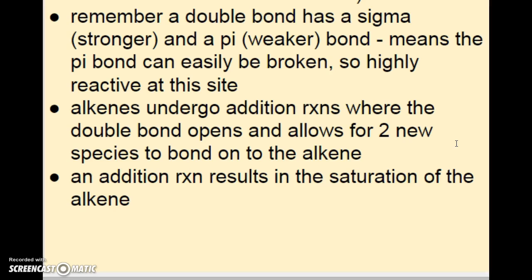So alkenes undergo addition reactions in place of substitution, because the double bond opens up and allows for two new atoms or two new species to bond onto the alkene. So think of that double bond breaking. Now each carbon has another bonding site available, and each carbon can pick up a new species. So an addition reaction results in the saturation of an alkene, and there's really four very common ones. There could be the addition of hydrogen, there could be the addition of a halogen, there could be the addition of a hydrogen-halogen combination called a hydrogen halide, or there could be the addition of water.